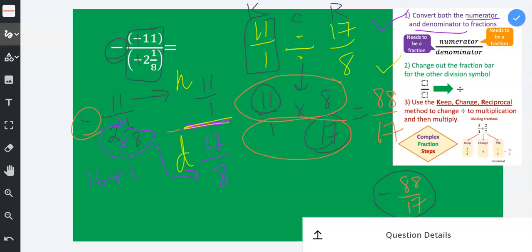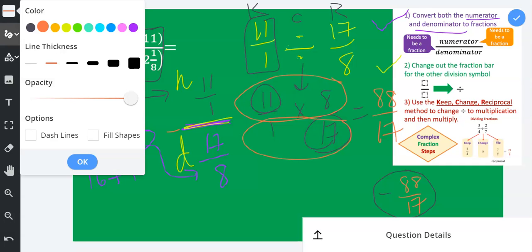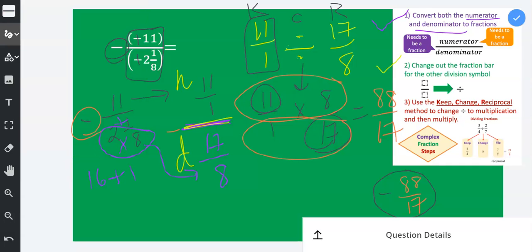So I could record my answer as negative 88 over 17, or if I wanted to convert this to a mixed number, I would just ask myself, how many times does 17 go into 88? I'd say about 5 times. 7 times 5 is 35, carry the 3. 5 times 1 is 5, plus 3 is 8, so 85. So it goes in 5 times, and then what's the difference between 88 and 85? Well, there's a remainder of 3.